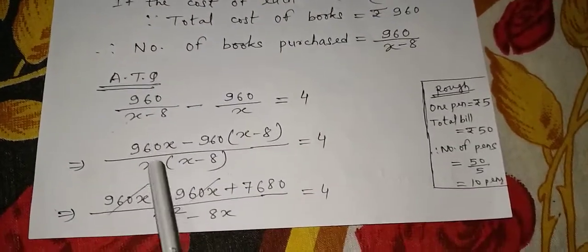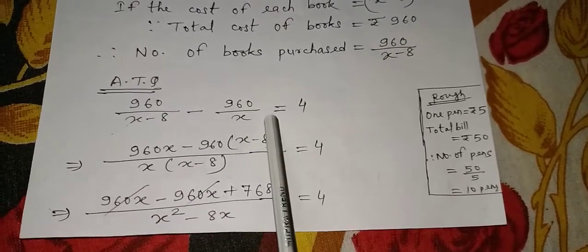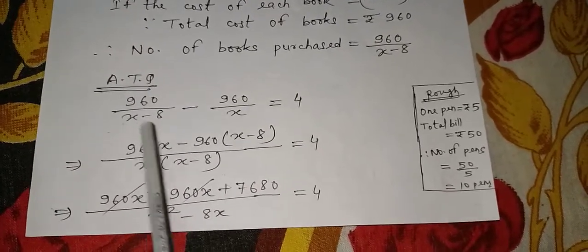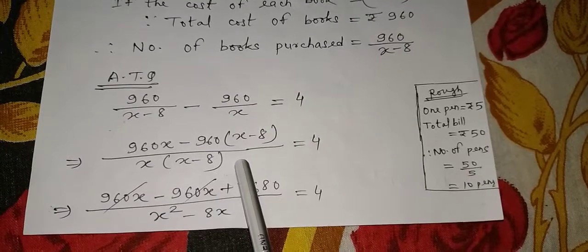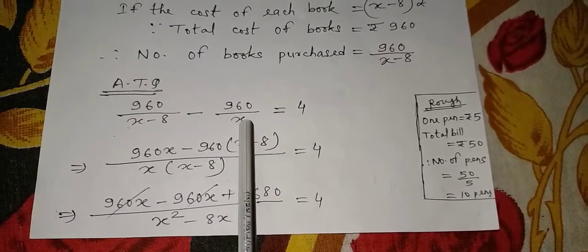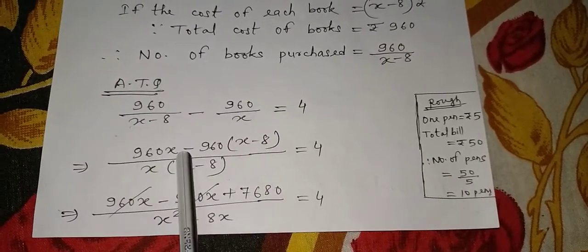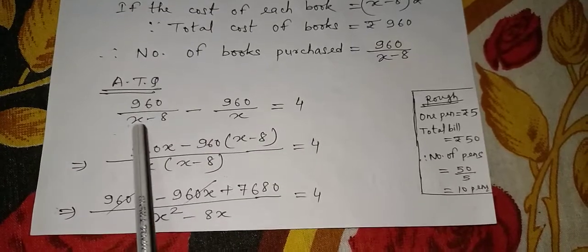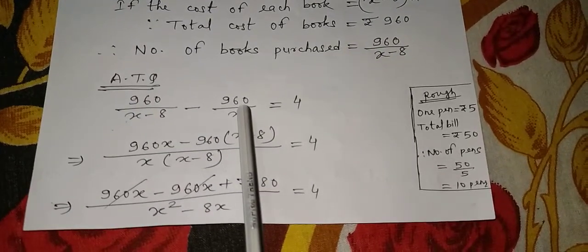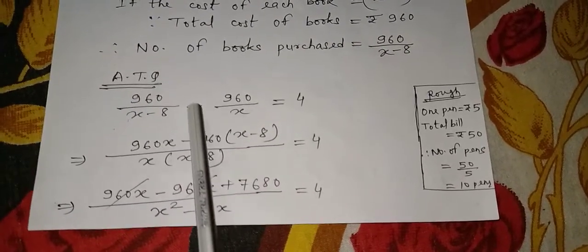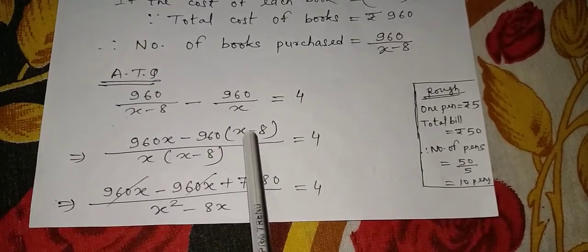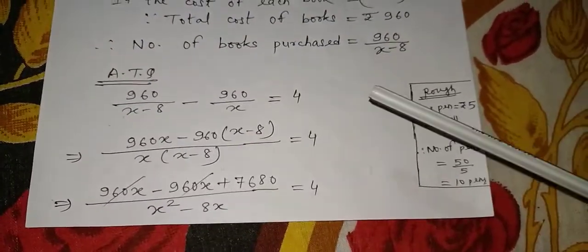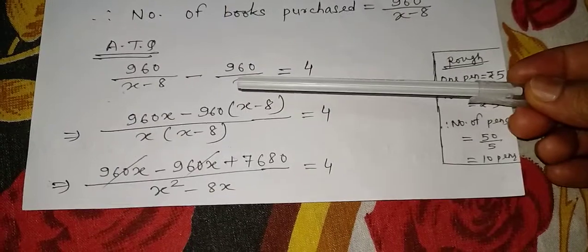Now I will do the LCM. Both of them will be in the LCM: x and x minus 8 will be the LCM. And what will happen? This x will multiply with 960, so 960x, and this x minus 8 will multiply with minus 960, so this minus comes here. So 960x minus 8.